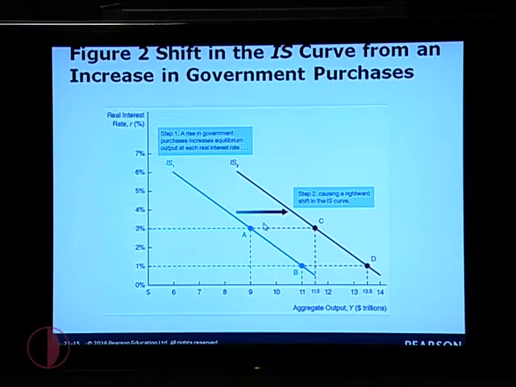When there is an increase in government purchases, it goes to IS2. That is step 2, causing a rightward shift in the IS curve, and the aggregate output goes from 11, but at point C it will be 11.5.